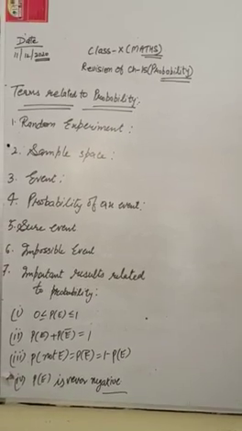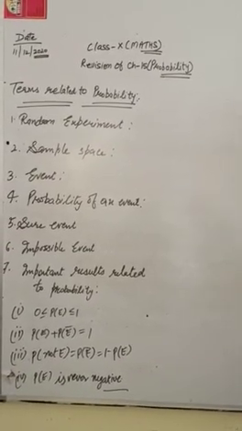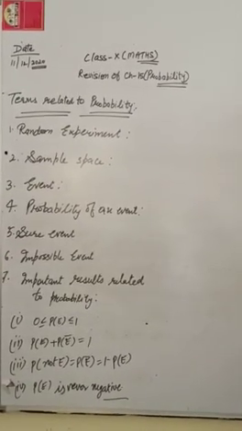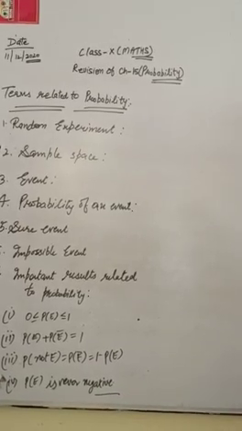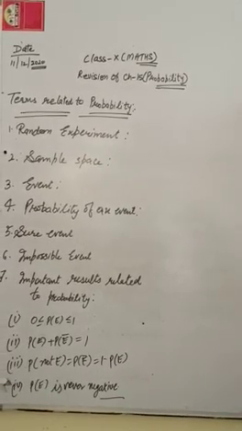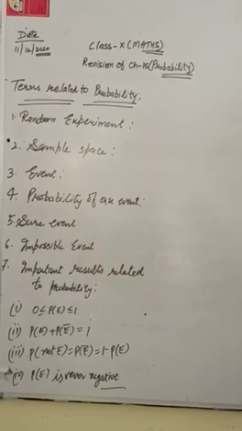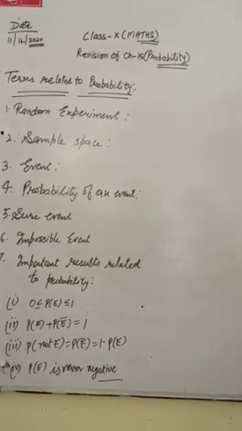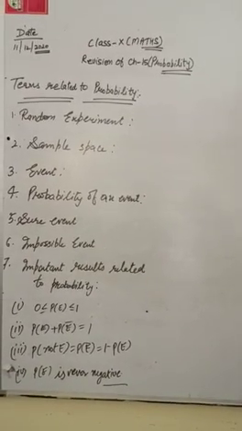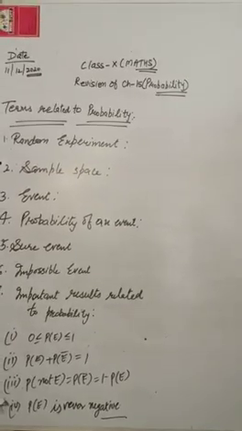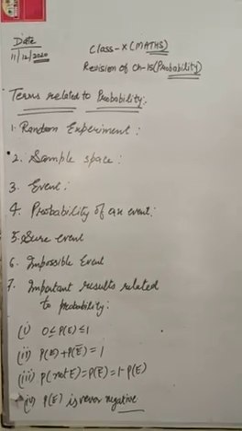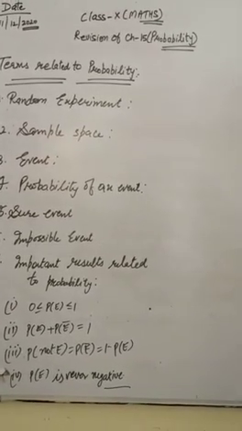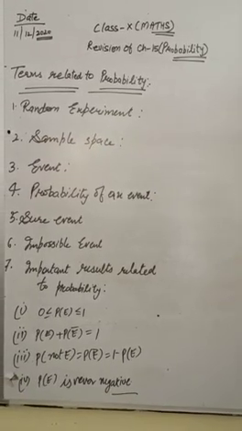Dear students, I hope you are all good and have completed the revision of chapters 13 and 14, that is statistics and surface area. Today we will do the topic of probability. This chapter we completed already. Let us revise it again. I have written some terms related to probability on the board. Let us discuss them again and then we will do some questions also.